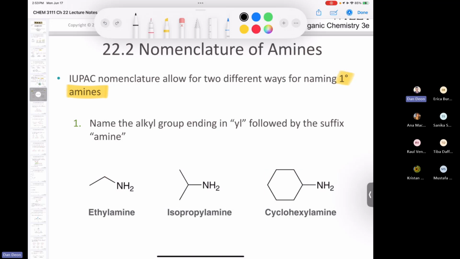Like, let's say you had this, right? You'd call that tert-butylamine. Let's say you had something like this. You'd call that isobutylamine. Let's say you had 1, 2, 3 carbons, and then, right, you'd call that propylamine, and so on, methylamine, et cetera, et cetera. So if you can identify the alkyl group, just feel free to use this nomenclature.